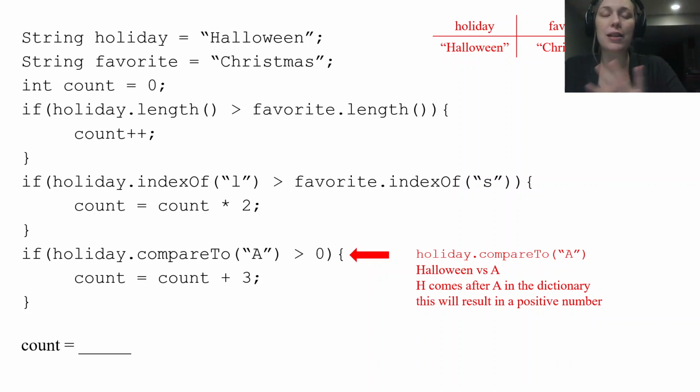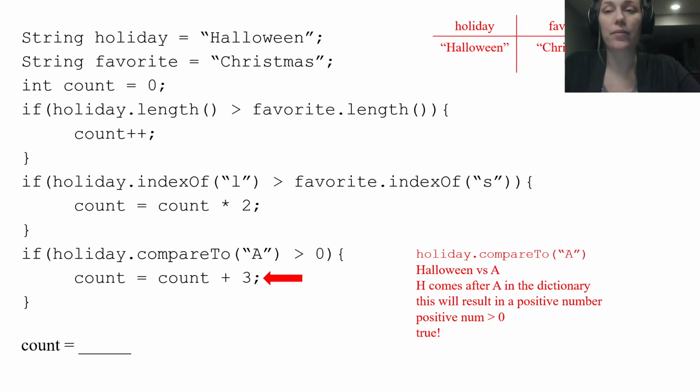Now I told you it doesn't matter what that number is. Don't worry about that number. I explained it in the last unit, but you don't have to worry about that number for the AP exam. Just worry about, am I going to get a positive, negative, or 0? You will get a positive number in this case because H comes after A in the dictionary. So because it's a positive number, whatever that number is, since it's going to be greater than 0, this is going to be a true statement. So the count plus 3 happens.